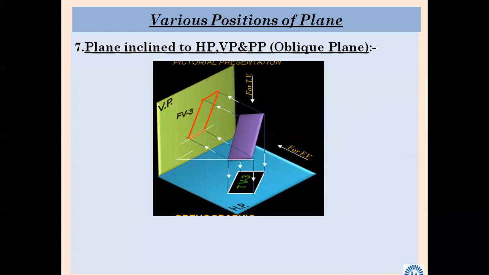Last type of plane is this plane inclined to all. Plane inclined to all planes. What is it famously called? Oblique plane. Or what is an oblique line? In the case of projection of line, we have seen what is oblique. To whom are we calling it an oblique line? Parallel to all planes, meaning HP, parallel to all. Inclined to all planes. Inclined, sir. How will one line be parallel to all planes? Is it possible in practice?